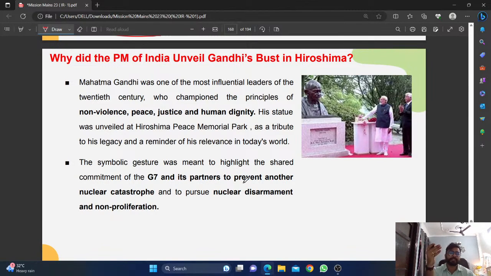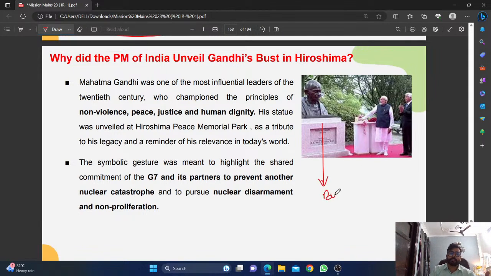Now what do you mean by bust? It is a half statue. Can you see? This is a bust.